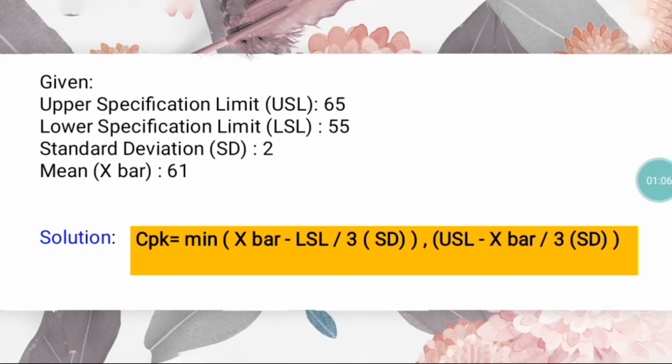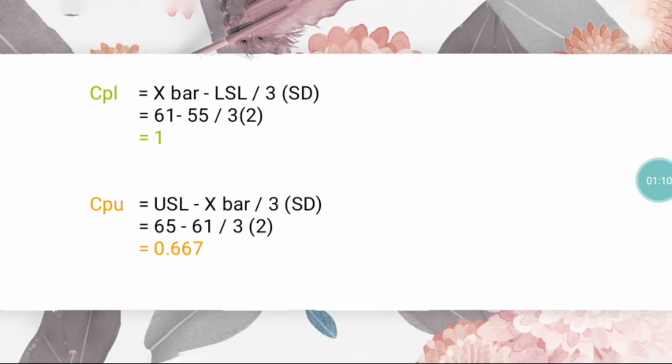So first, we have to find the process capability based on the lower specification limit. X bar minus LSL over 3 times standard deviation. Substitute: 61 minus 55 over 3 times 2 is equal to 1. Next is the CPU, or the process capability based on the upper specification limit. Substitute: 65 minus 61 over 3 times 2 is equal to 0.667.